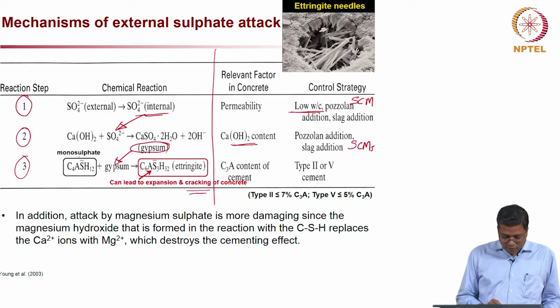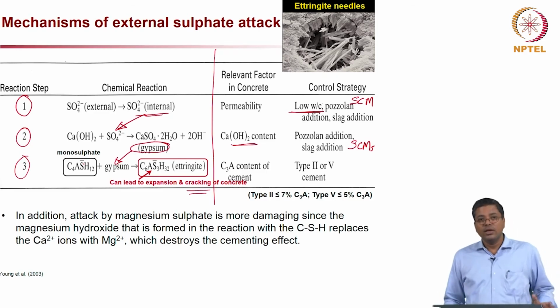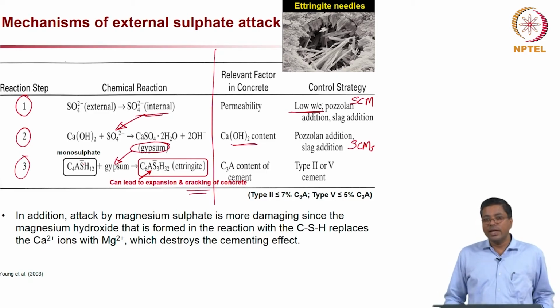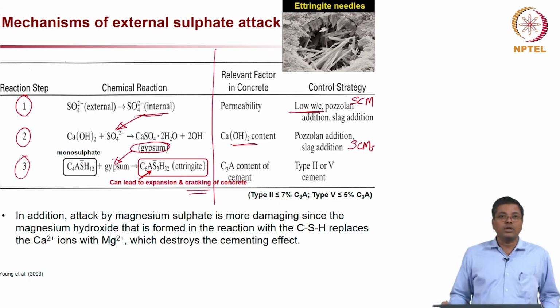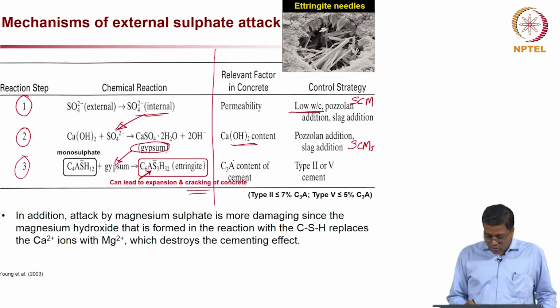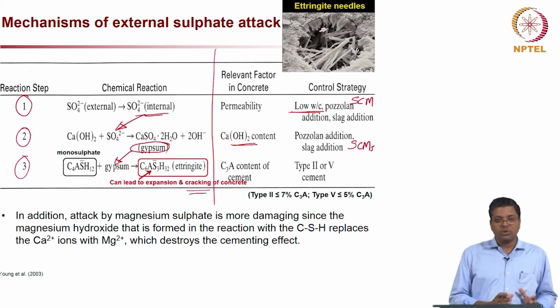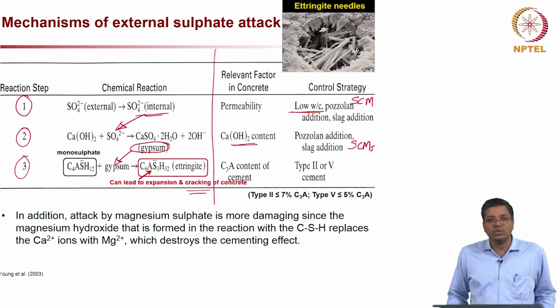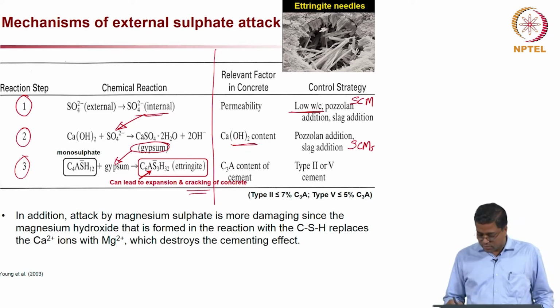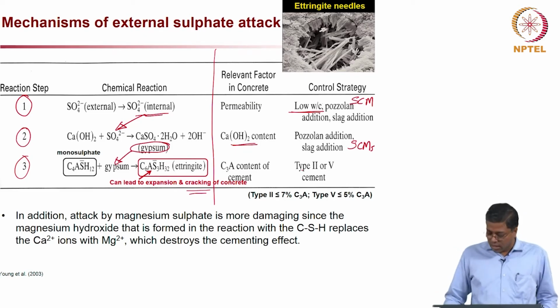And in the third step, as you see here, in the monosulphate phase you have C4A. So, definitely if you have a smaller amount of C3A in your cement, again we are controlling the amount of reactants. So, the amount of this monosulphate phase which is available is going to be less if you have a low C3A content cement, which is a type 2 or 5 cement, but essentially it is the C3A content which we are trying to reduce.